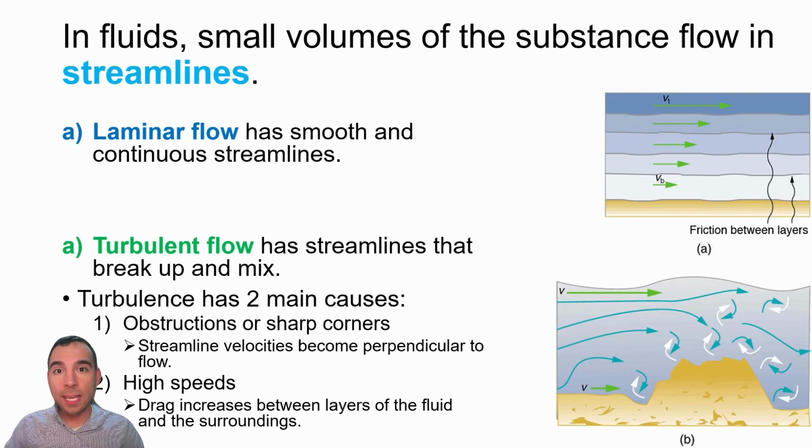In fluids, we can think about one small chunk of volume and how it flows through a system. We like to think about these as streamlines. When there's laminar flow, the streamlines are smooth and consistent. Only one layer rubs up against a layer below or above it. But with turbulent flow, the streamlines are not always in the same direction, and they mix and make these vortices and swirls. There are two main things that cause turbulence in a fluid: either obstructions or objects blocking their path, or extremely high speeds. But we'll talk more about that in the next unit.